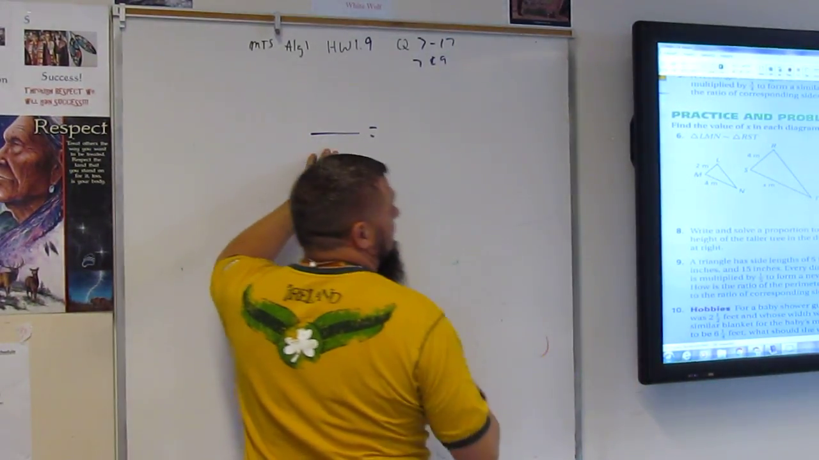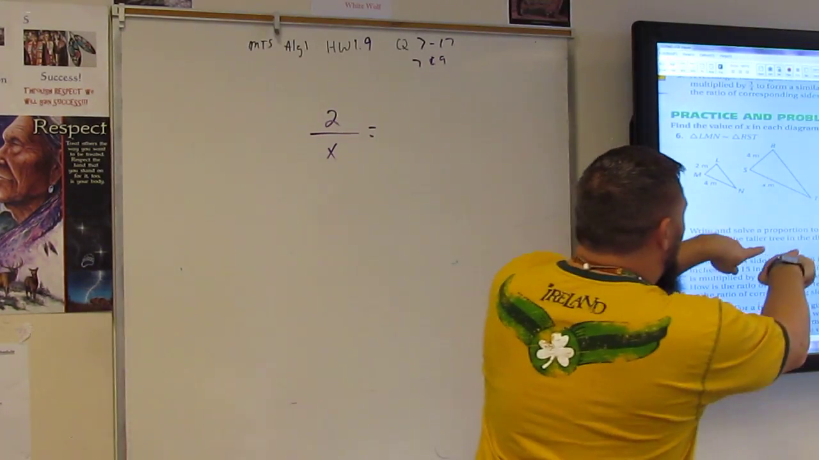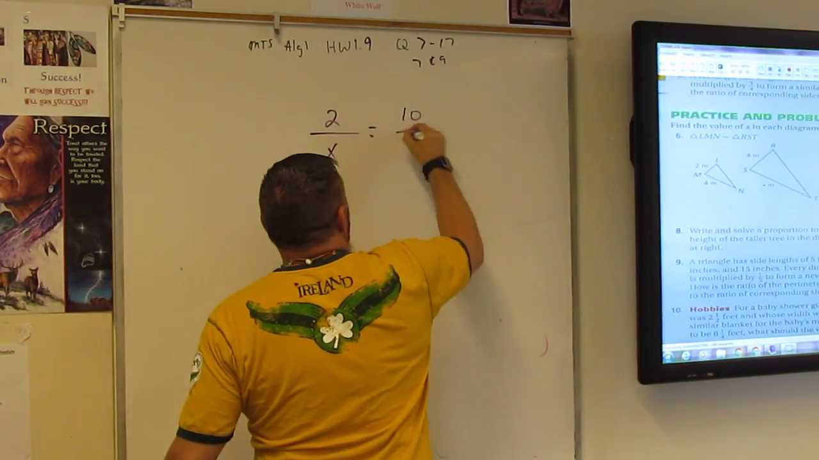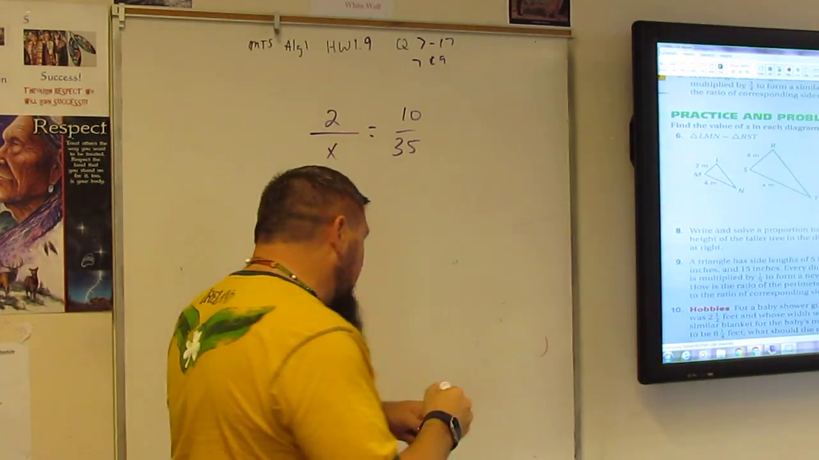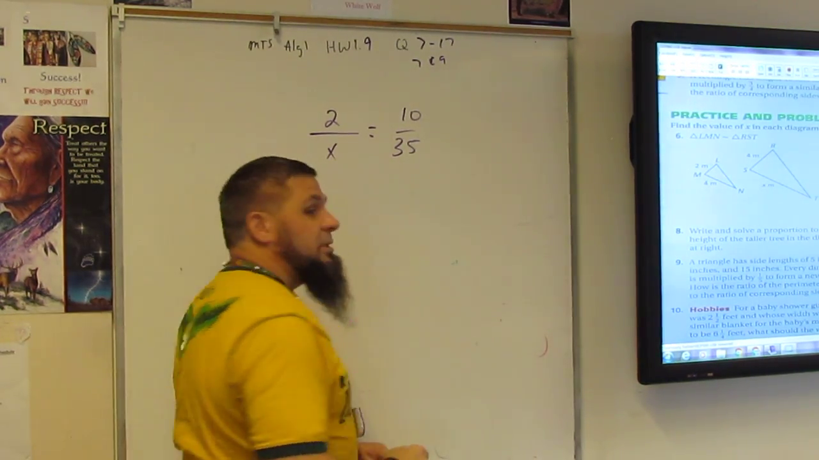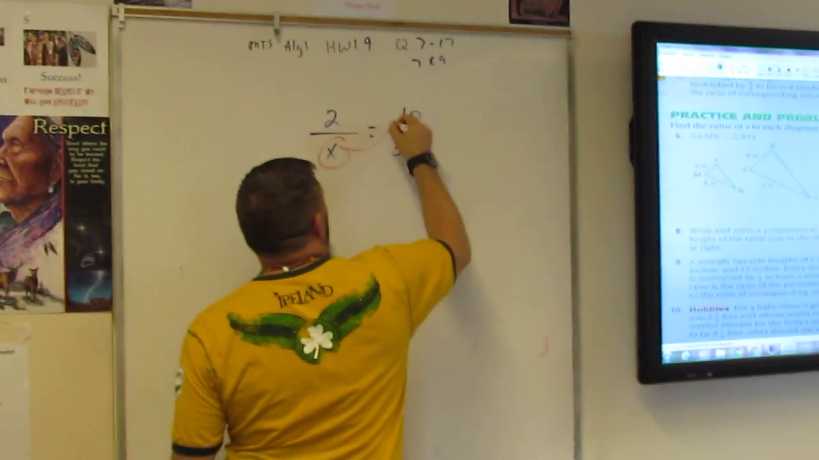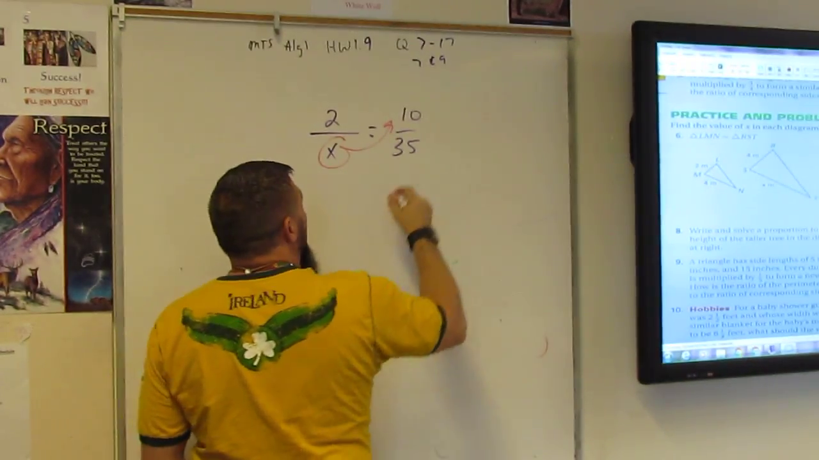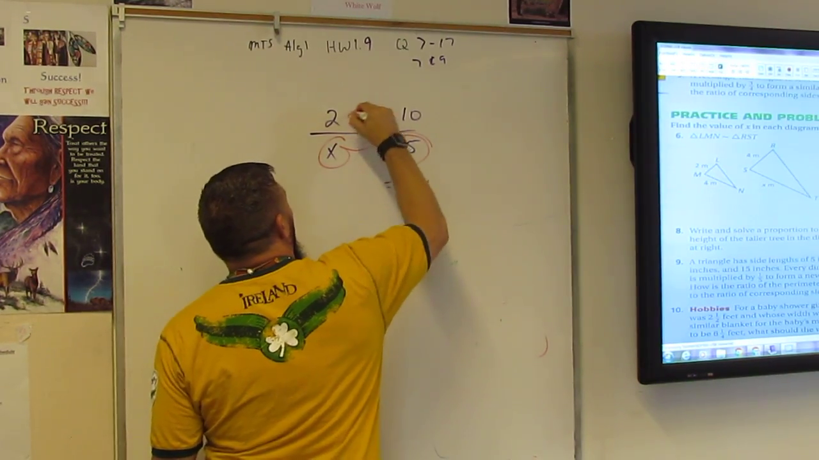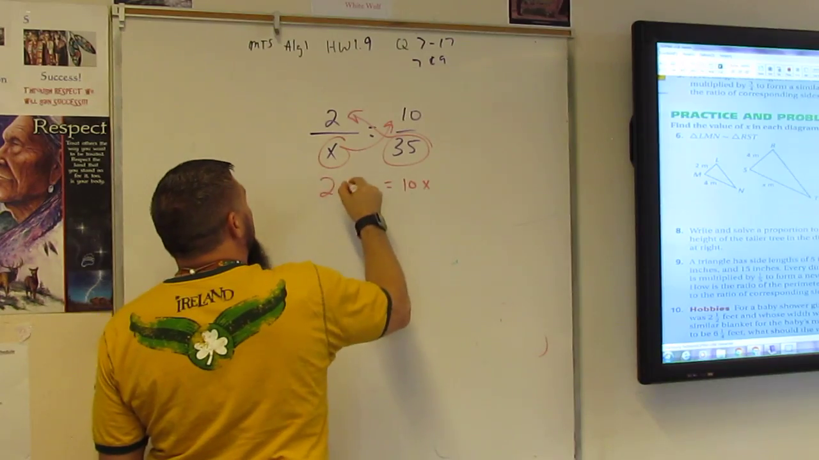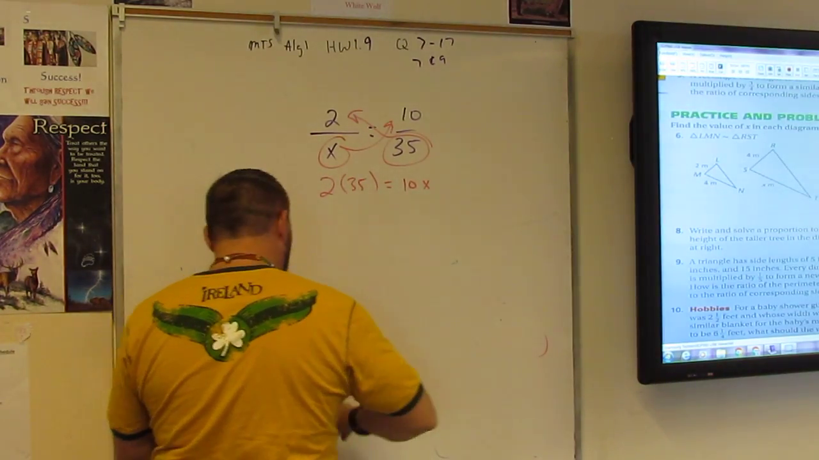All right, so 2 over x should equal 10 over 35. And now I got to do the math. So what would I do to get this? Cross multiply. So it's just this guy here, which would give me 10x. And this guy here, which would give me 2 times 35. What is 2 times 35?